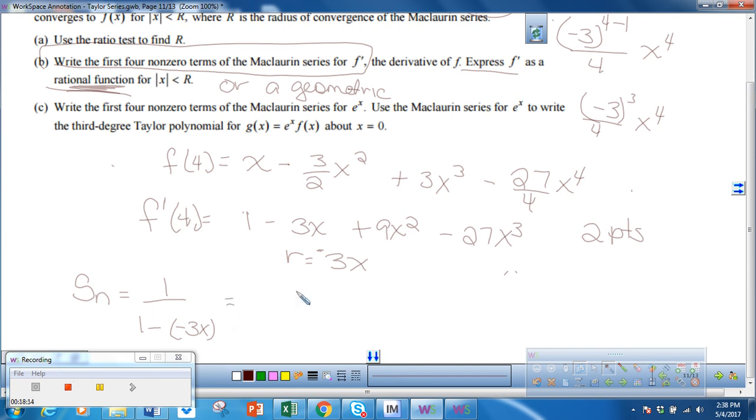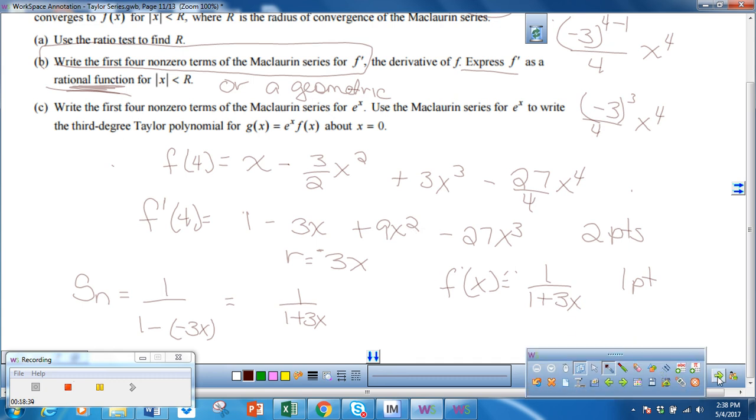So the sum of this can be written as 1 over 1 plus 3x. So f prime of x can be written as 1 over 1 plus 3x, and that was worth 1 point. So it was worth a total of 3 points. Notice the most of those points came from being able to take the derivative, which we all should be able to do.